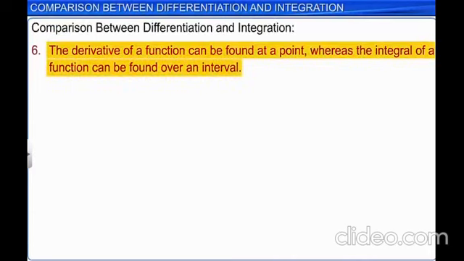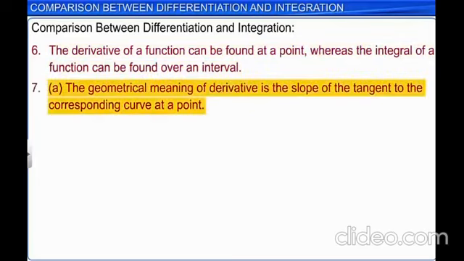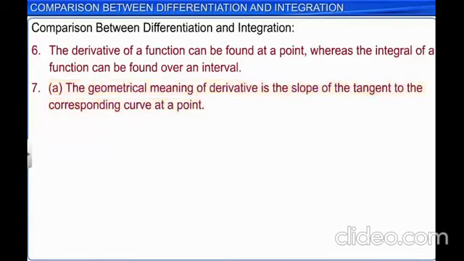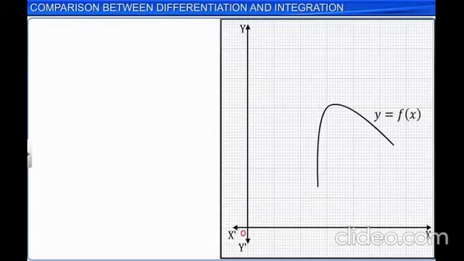The derivative of a function can be found at a point, but the integral of a function can be found over an interval. This point will be discussed later in a forthcoming module. The geometrical meaning of the derivative of a function is the slope of the tangent corresponding to the curve at a point. That is, for the curve y is equal to f of x, the tangent at P can be obtained by finding the derivative of the function at P.